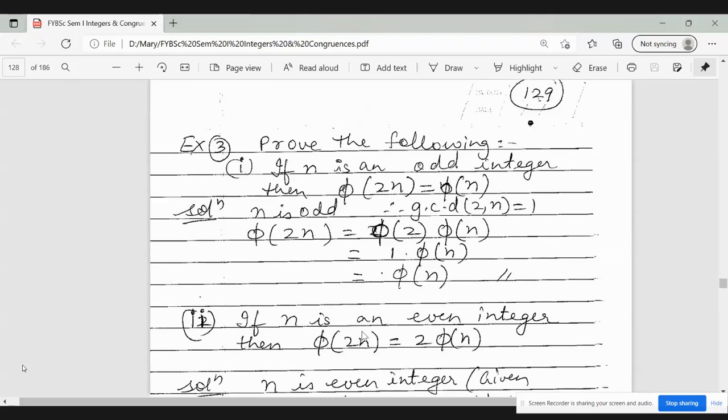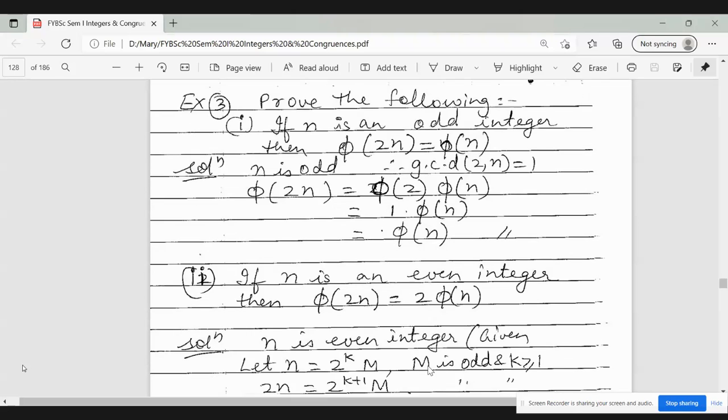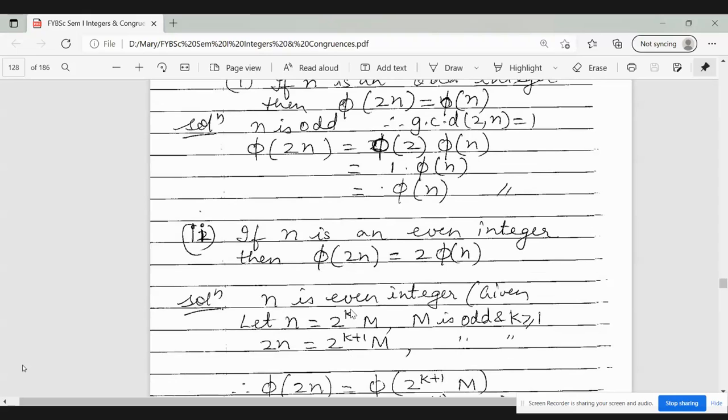But if n is even, what happens? When n is even, it doesn't come like this. It comes as 2 into this. How can you prove it? See, this is even, this is also even. An even number I can write as 2 raised to k into m. All powers of 2 you take, 2 raised to k into m, where m is odd. So this number n I'm writing as 2 raised to k into m. And this 2 is already there, so you will get 2 raised to k plus 1 into m.